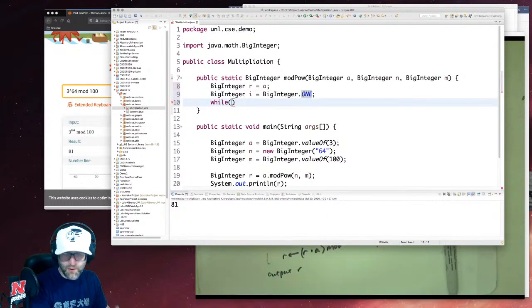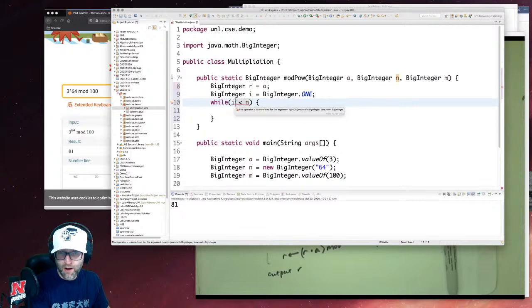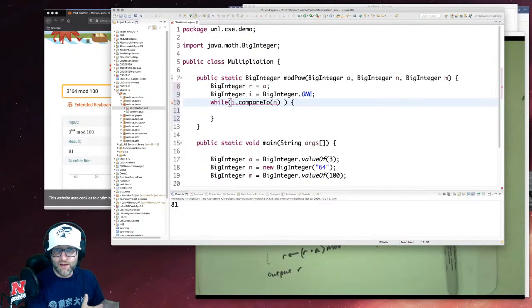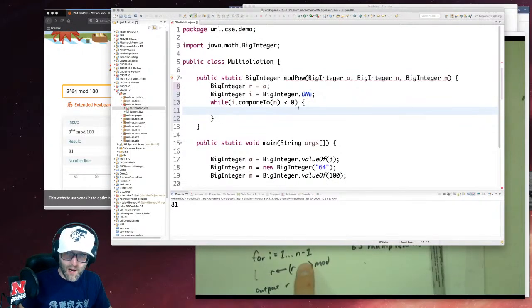I'll go into a while loop here just because I can. You can't say while i is less than n, because these are not numbers. You have to use the comparator pattern, dot compareTo n, which returns something negative, 0, or positive depending on the relative ordering of i and n. While this is less than 0, i is less than n. Less than or equal to? No, we want less than because we're going up to n minus 1, so we stop 1 short.